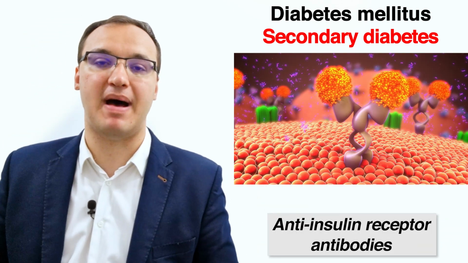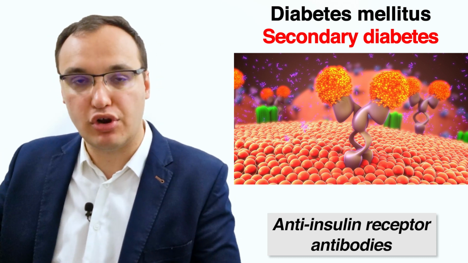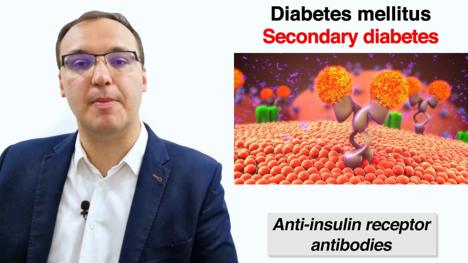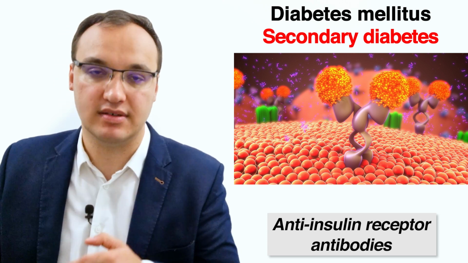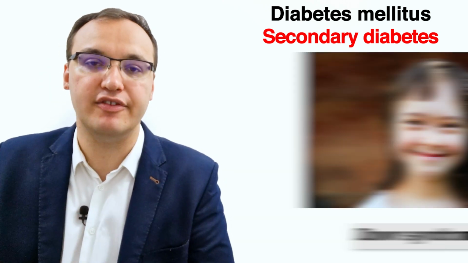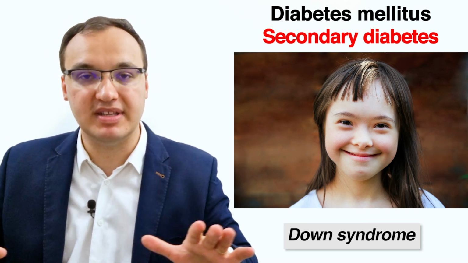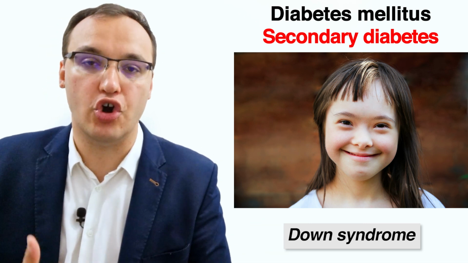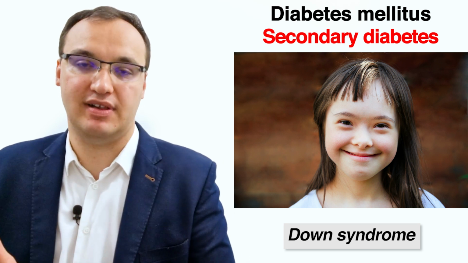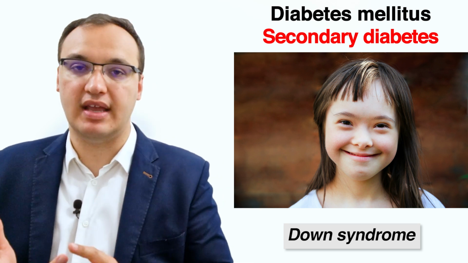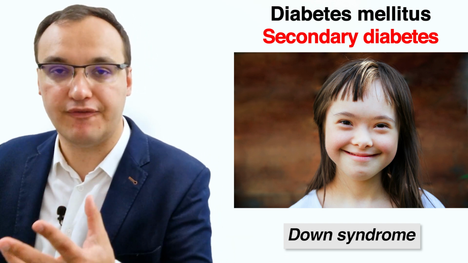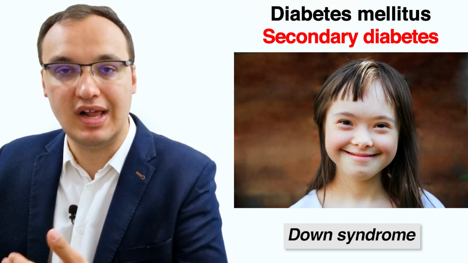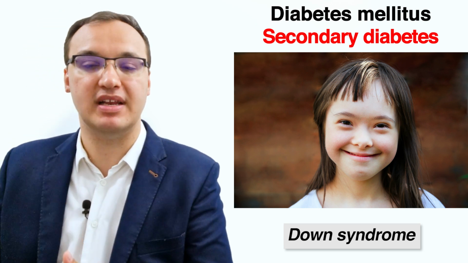Anti-insulin receptor antibodies can bind to insulin receptors at the cellular level, where they can block the binding of insulin, which causes diabetes in some cases. Other genetic syndromes sometimes associated with diabetes include Down syndrome, Turner syndrome, and Klinefelter syndrome, to mention just a few. In Down syndrome, for example, a child is born with an extra copy of their 21st chromosome, which causes physical and mental developmental delays and disabilities.